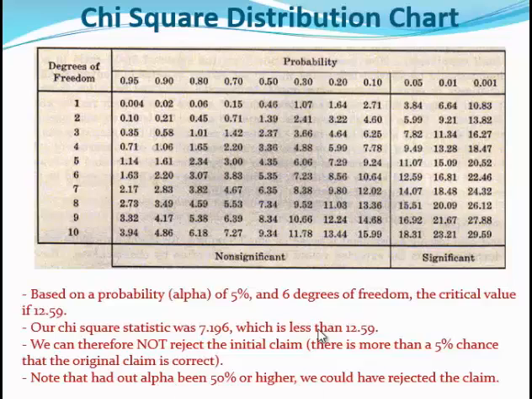Note that if our alpha had been 50%, let's say, well, then we could have rejected it. If our alpha was 50%, then our chi-square number would have had to have been less than 5.35 in order to avoid rejecting it. That's why the level of confidence that you're looking at has to be told to you. There's no way you would inherently know that offhand. You have to be told in the problem what your alpha is.